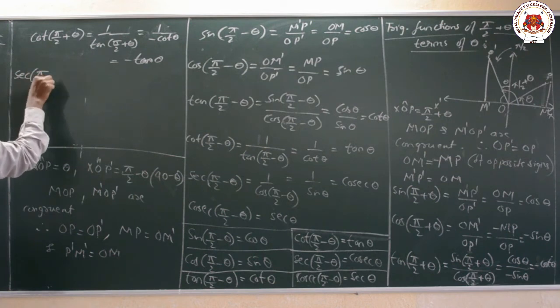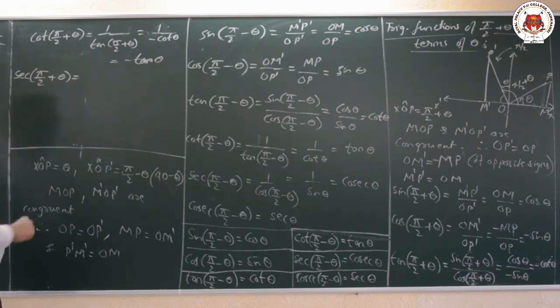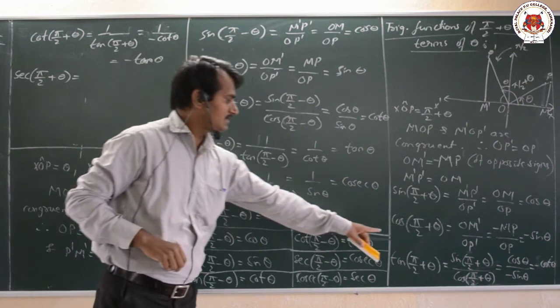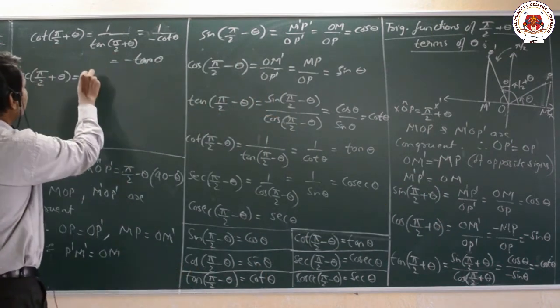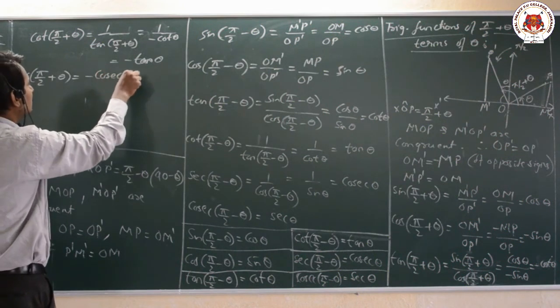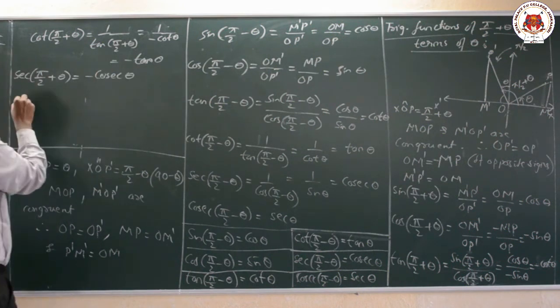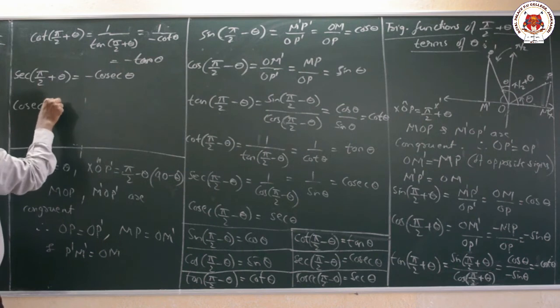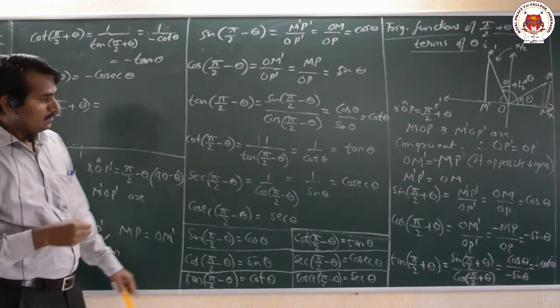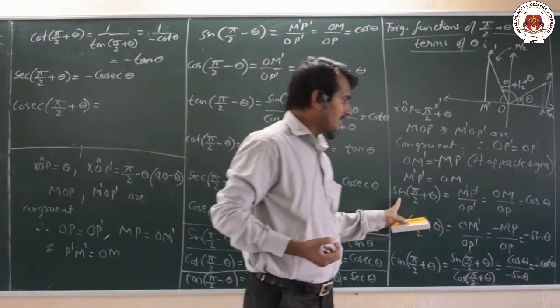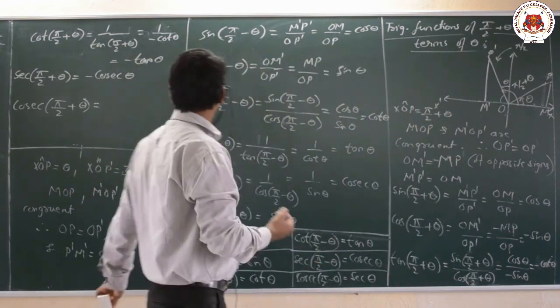Similarly, secant of pi by 2 plus theta. Secant means 1 by cos, which becomes 1 by sine, and 1 by sine gives minus cosecant theta. At last, cosecant of pi by 2 plus theta. Cosecant means 1 by sine, which becomes 1 by cos, and 1 by cos gives secant theta.